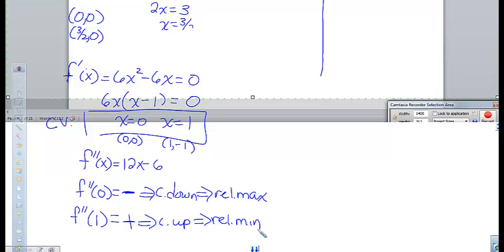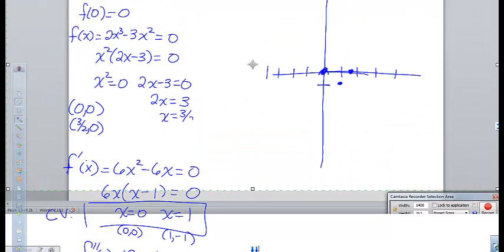So at 1, negative 1, it's going to do something like this. So we already know what's going on there. And I think that's probably enough for us to graph this one. What do you think? Okay, so it's like that. Questions about that? Okay, good.